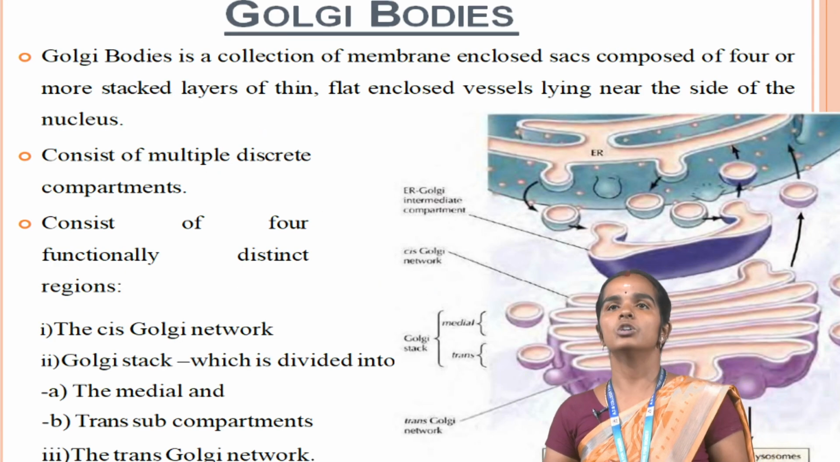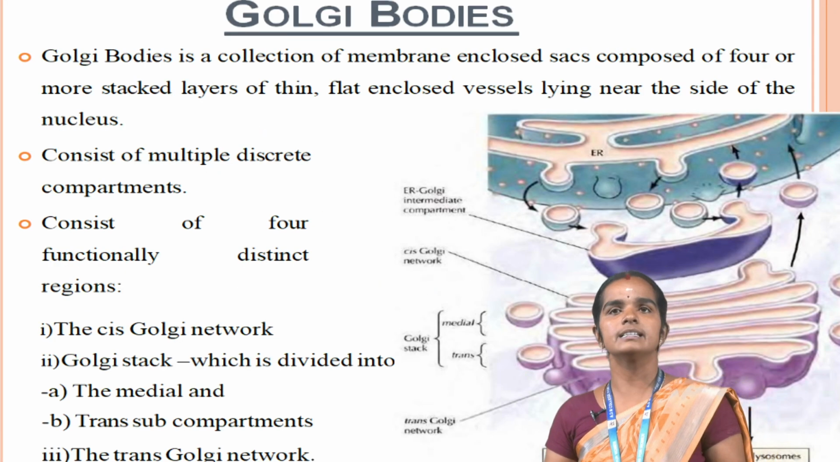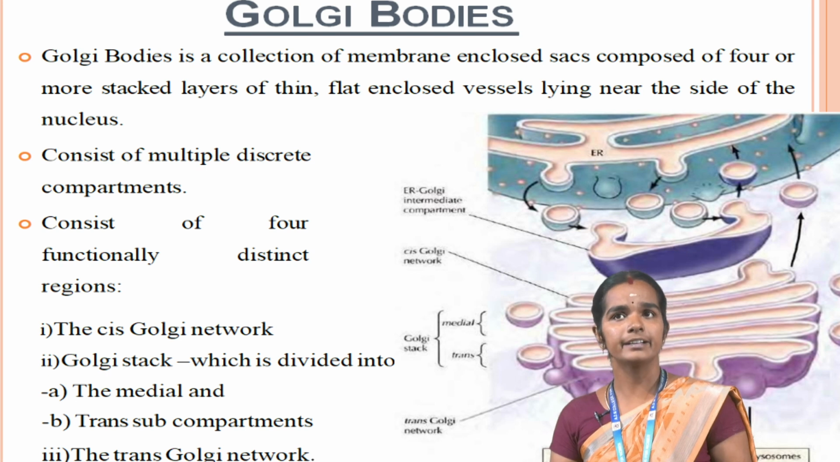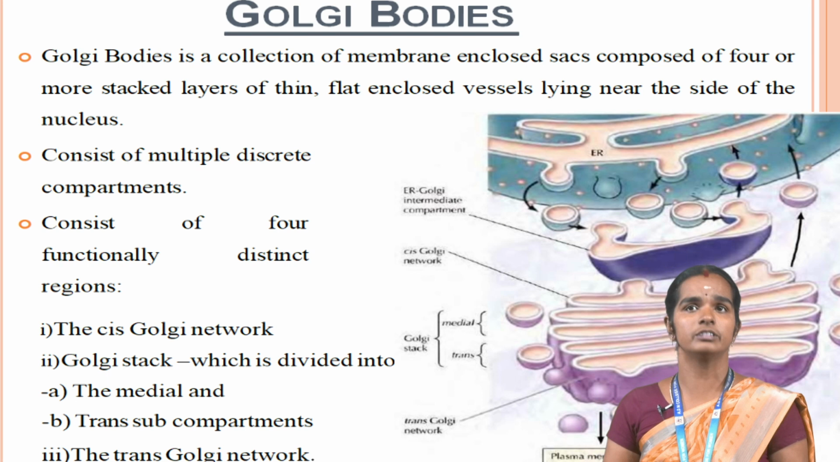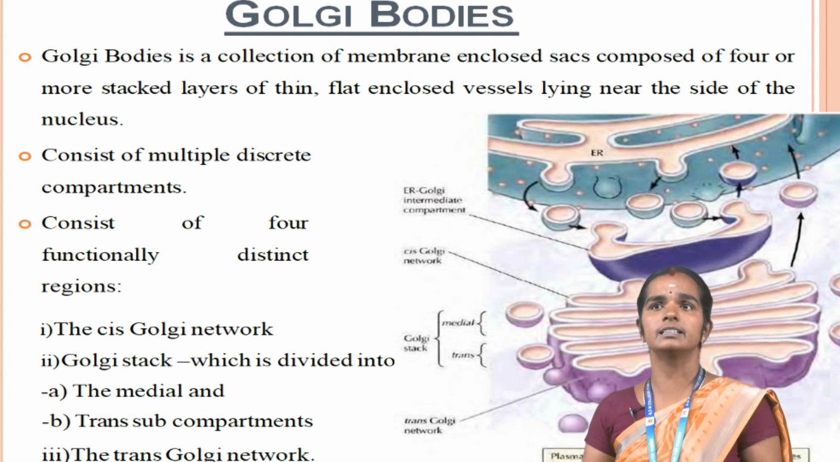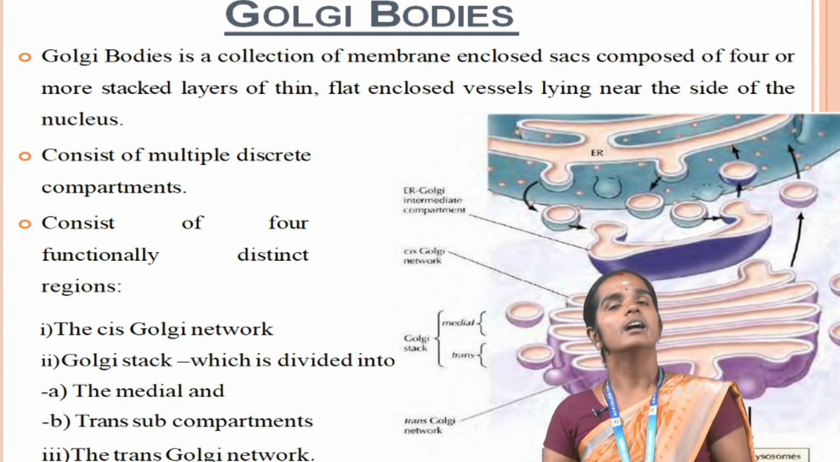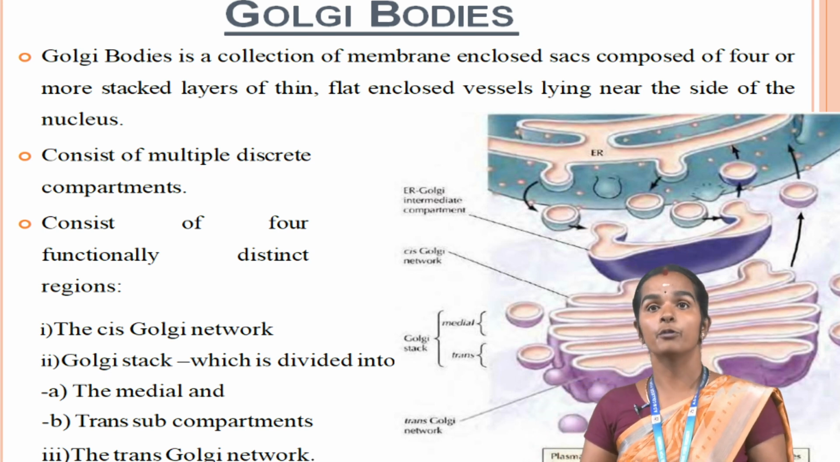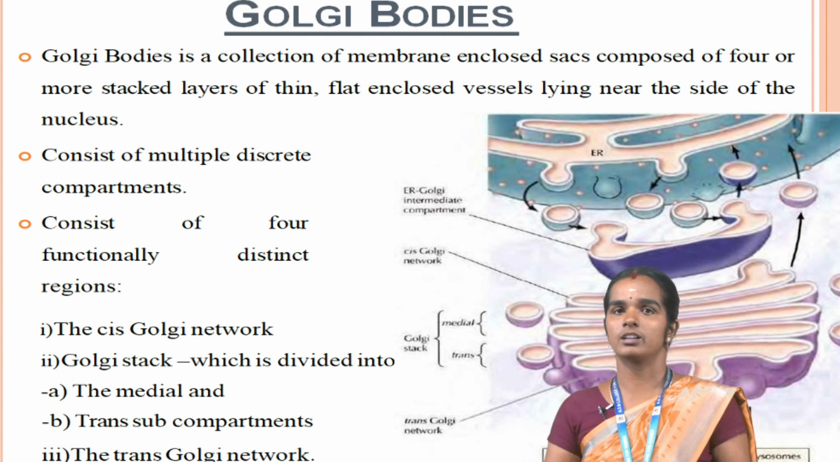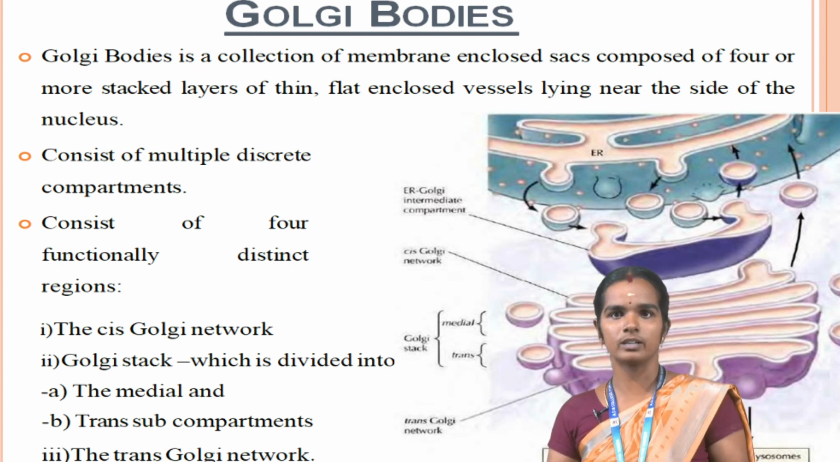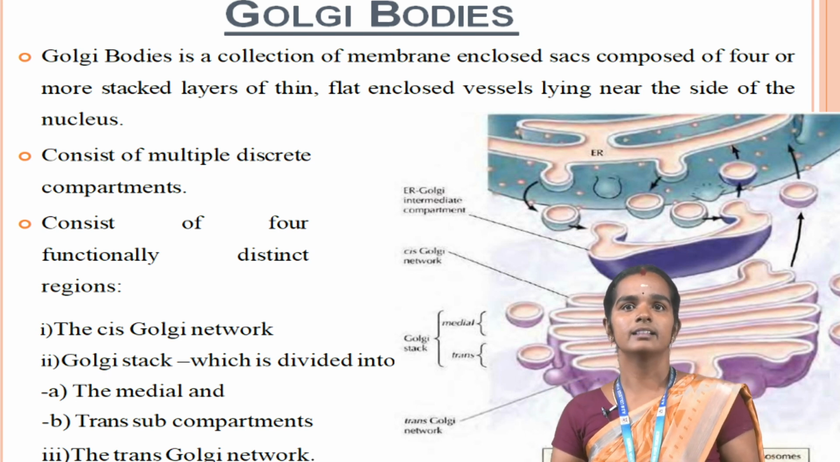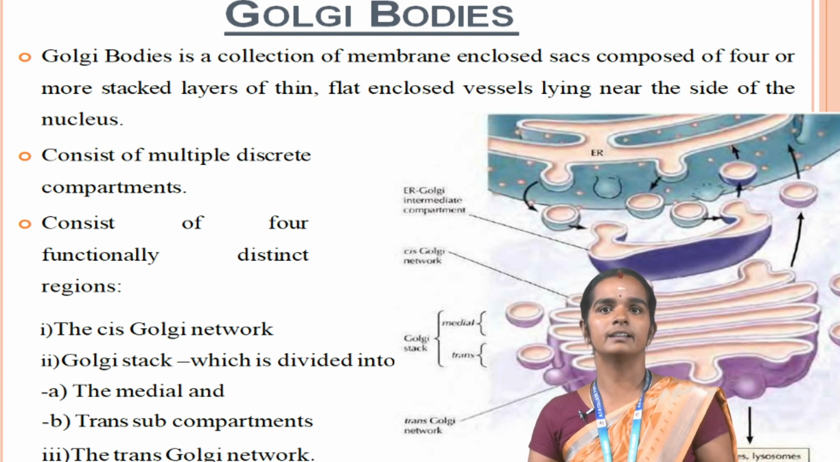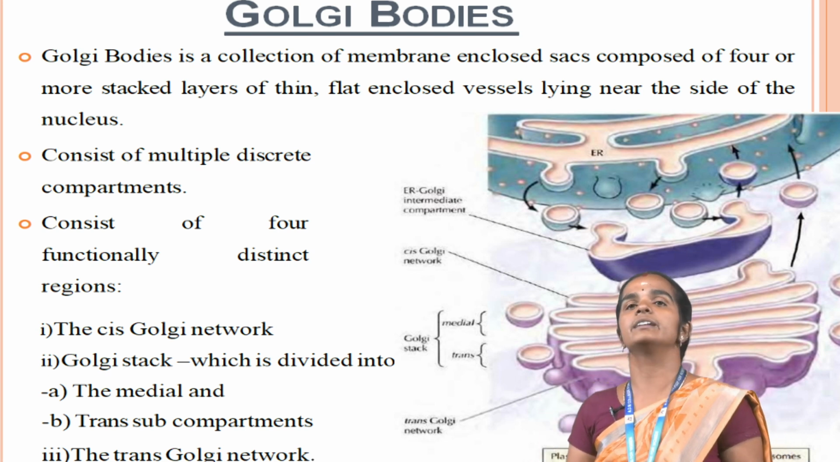These are the Golgi bodies. The Golgi body is a collection of membrane enclosed sacs composed of 4 or more stacked layers of thin, flat, enclosed vesicles near the nucleus of the cell. It consists of multiple discrete compartments, and of 4 functionally discrete regions: one, the cis Golgi network, then the Golgi stack, and finally the trans Golgi network.